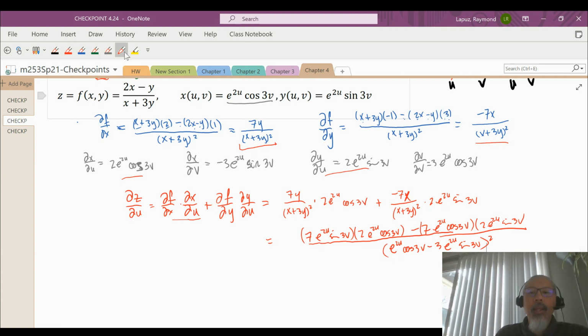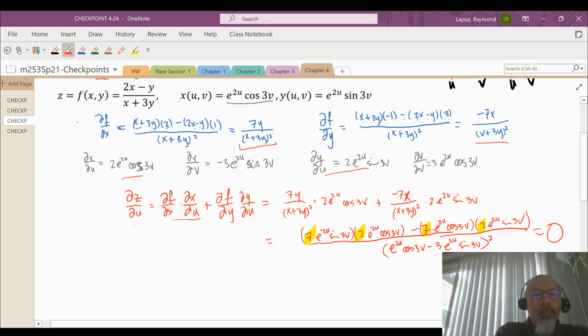Okay, now if we take a look at this, it is a negative 14 e to the 2u squared sine and cosine, and we have 14 e to the 2u quantity squared sine and cosine again. So it looks like this is just going to cancel everything. It's going to end up being 0. Wow. If that was the case, that means the partial of z with respect to u is equal to 0.